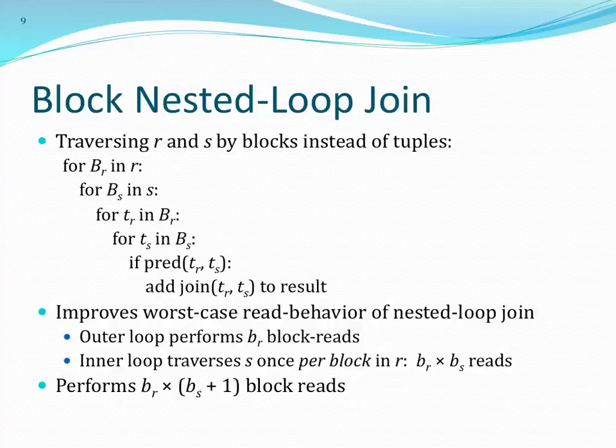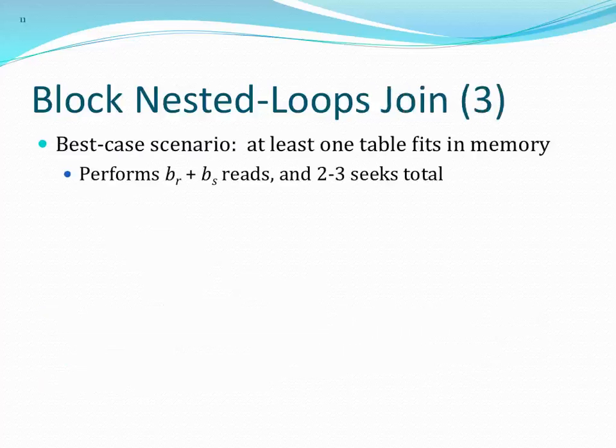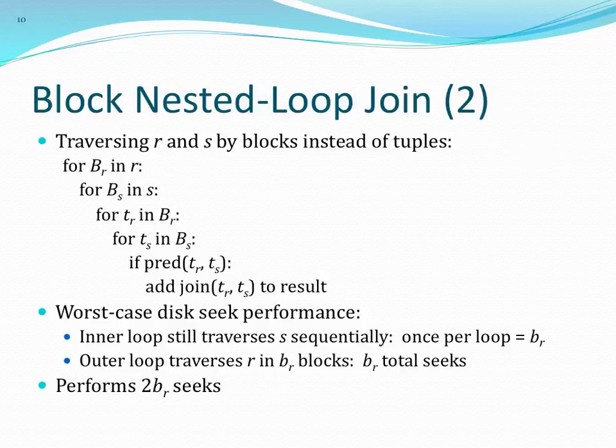Best case behavior, does it change? It will not change the best case behavior. Let me see if I have a comment about that. Yeah, so this is the worst case seek performance. Block nested loop join doesn't change the best case behavior, which thankfully is the typical case because we have so much memory now, which is great.